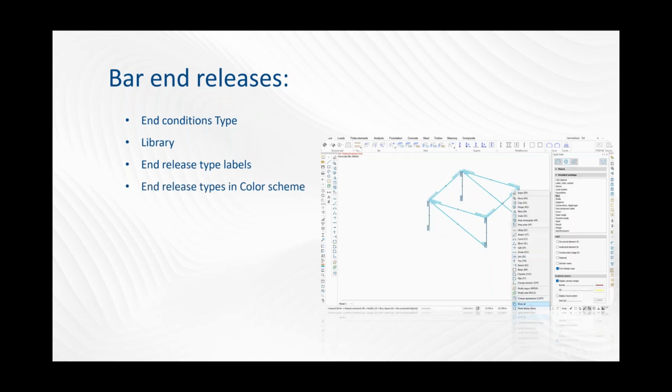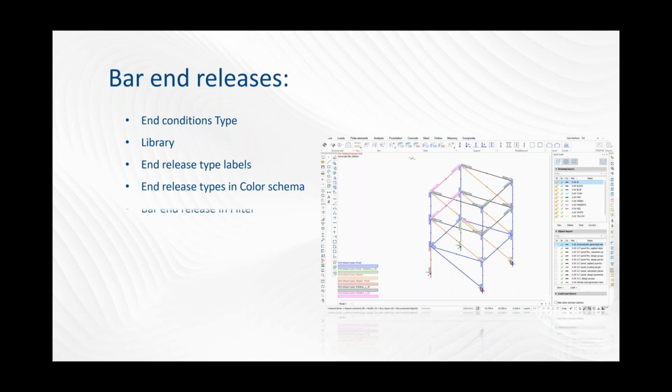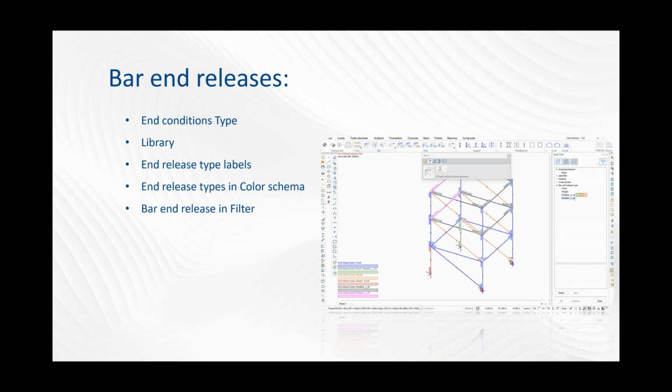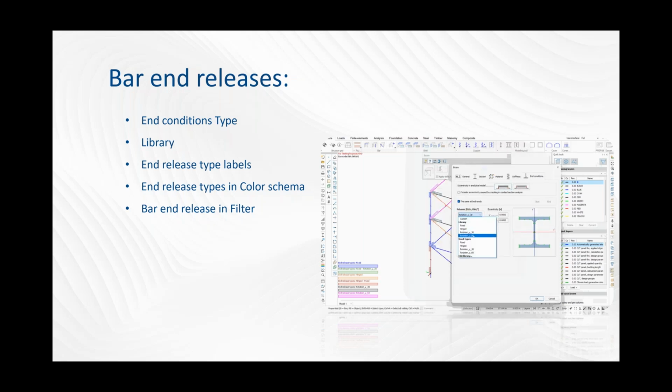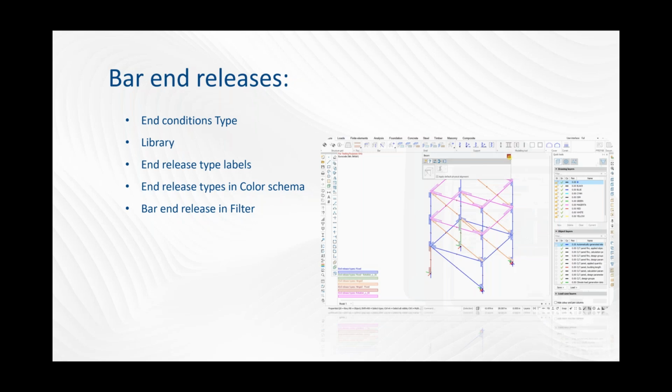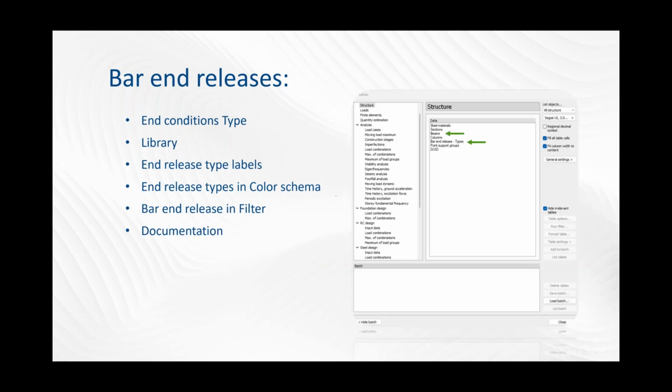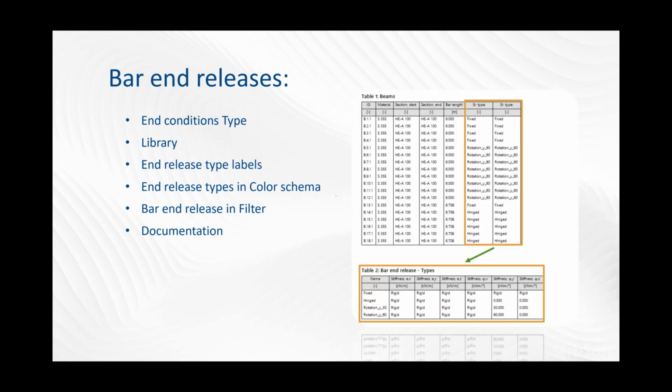So it's much easier to identify, and you can also filter by the bar end release in this version. So I think this is quite a nice feature. And of course, you can filter in the documentation.